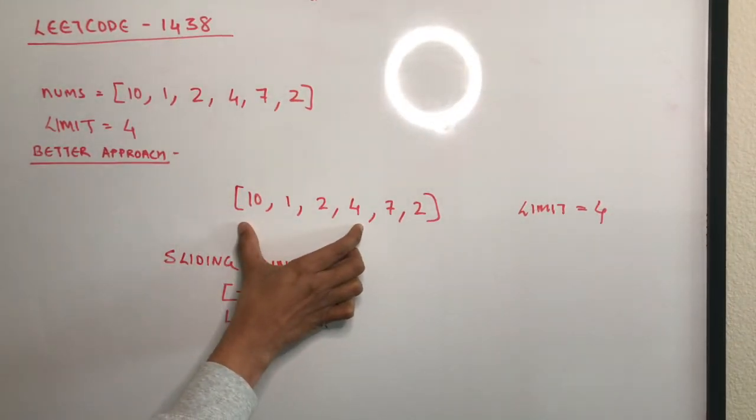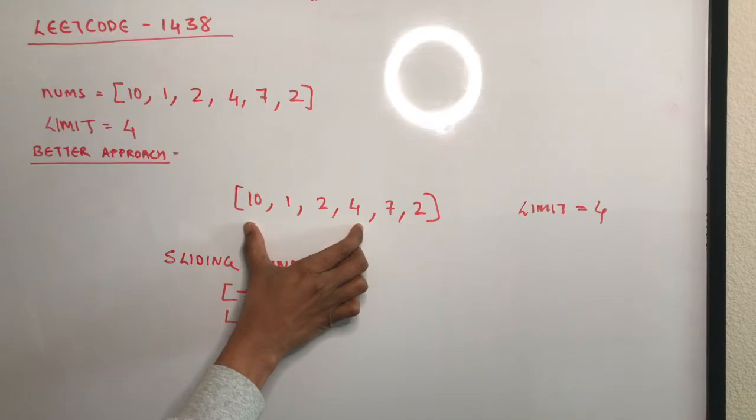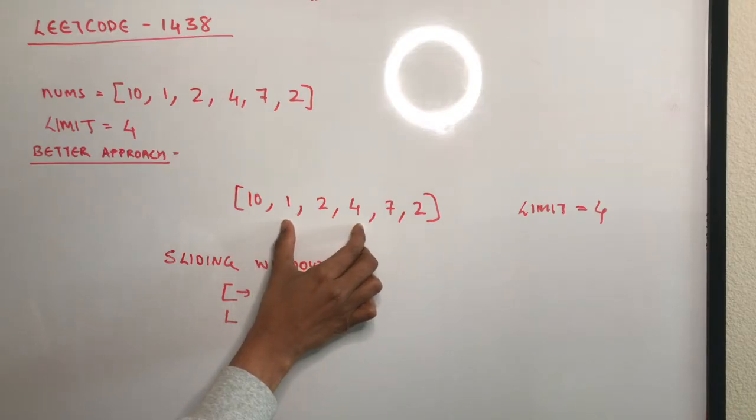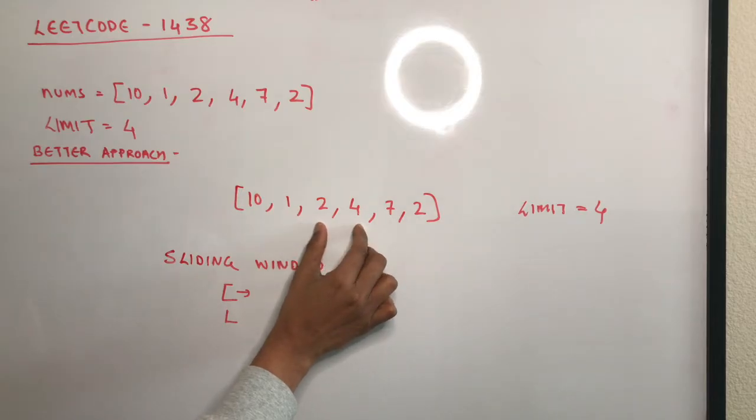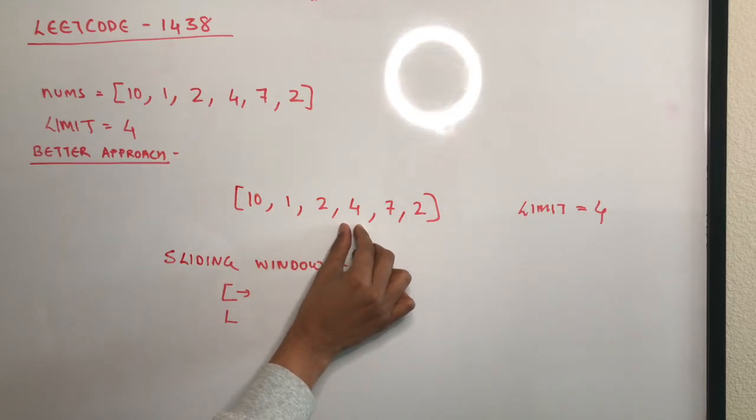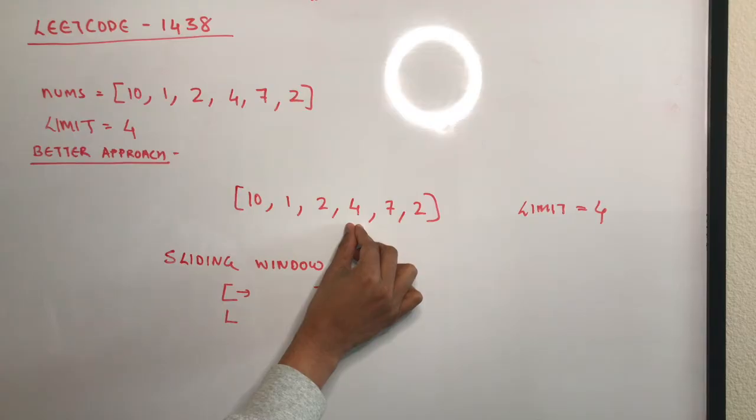However, based on the constraints of the problem, you might have to slide the left side of the window by excluding the leftmost element in the window. So for example, in this case, you will slide the left side here and exclude 10 from the window, and then you can do the same thing by excluding 1, 2, and then finally having only one element, which is 4, in the window.